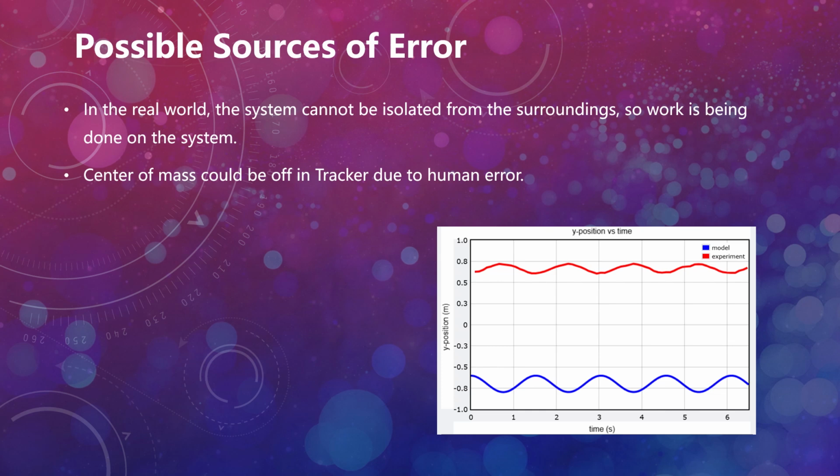Okay, so what are the possible sources of error? In the real world, the system isn't and cannot be completely isolated from the surroundings. So work is being done on the system at all times. And so it's not perfect, and it could vary between the predicted and the observed. The center of mass could also be off in Tracker due to my human error, and that's why it looks so different.